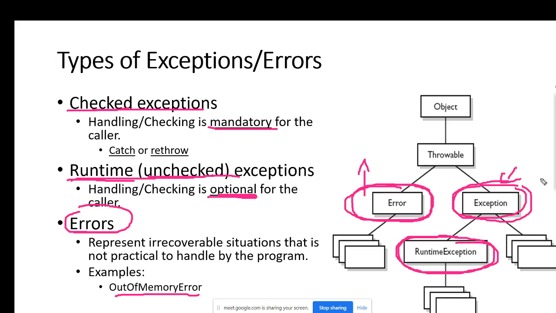Okay. So if there is an exceptional situation where the caller must handle it, we can throw an exception, or checked exception. If there is an exceptional situation where it is optional for the caller to handle it, we can raise a runtime or unchecked exception. If it is an error that the caller can't handle, then we will throw an error. If there is an exceptional situation where the caller must handle it, we will throw an exception. If there is an exceptional situation where the caller may or may not handle it, we will throw a runtime exception. That is why we have three types of exceptions or errors.